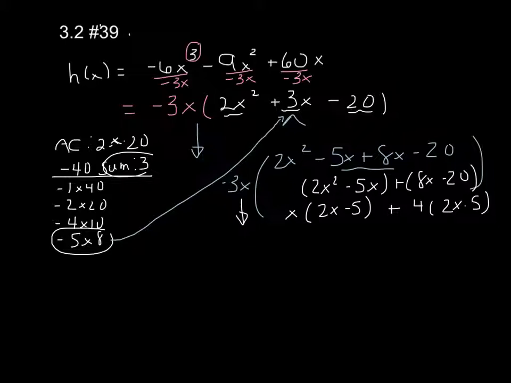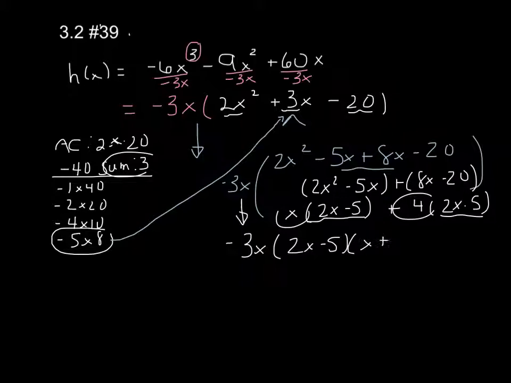So bring down the GCF, negative 3x. Factor out the common group, which is the 2x minus 5 group. When that group is factored out, it leaves you with the coefficients, which form another group, x plus 4. So this right here is completely factored. I have negative 3x times 2x minus 5 times x plus 4. That is the factored expression for h of x.